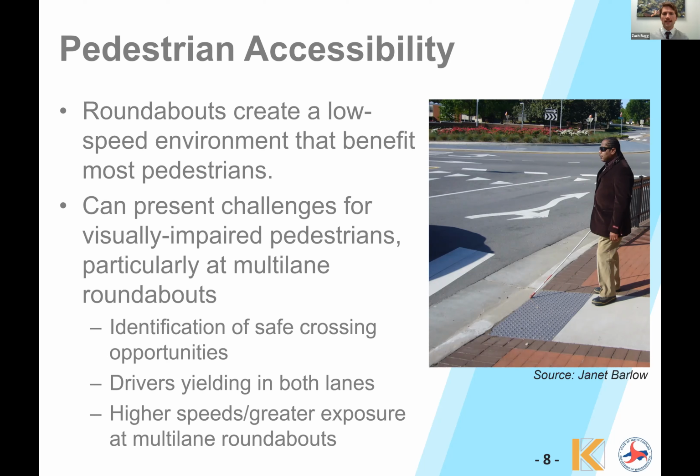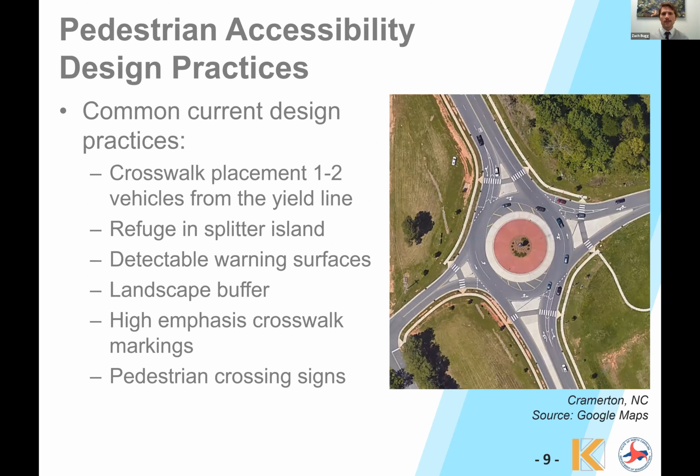So going to the next slide, here's the research, here's the design practices that we've always known about for roundabouts. Most of these are described in NCHRP Report 672. These still hold for multi-lane roundabouts, but what the research has shown is that you need some additional treatments to make multi-lane crosswalks accessible. So I've got an example here from Cramerton near a school complex. This shows you all the different treatments described on this slide.